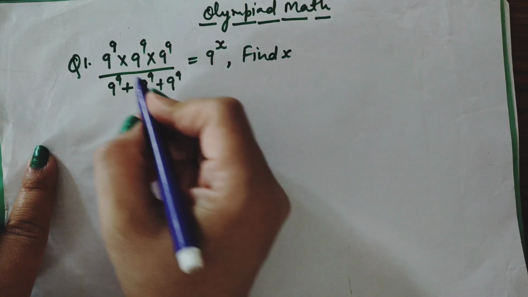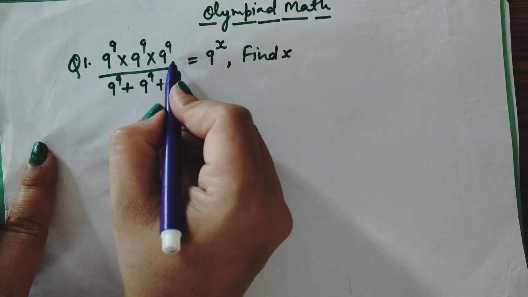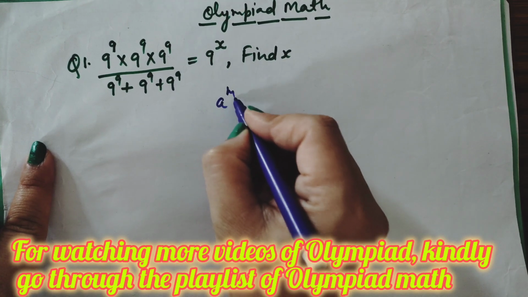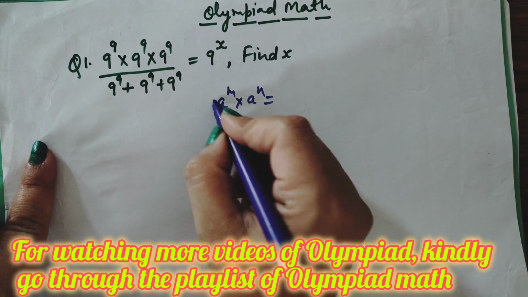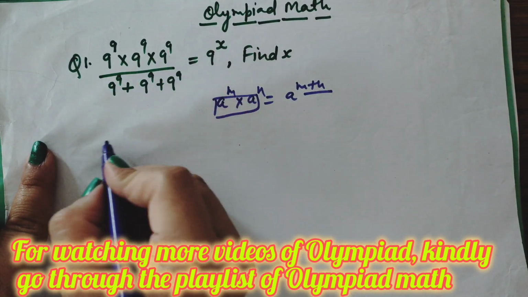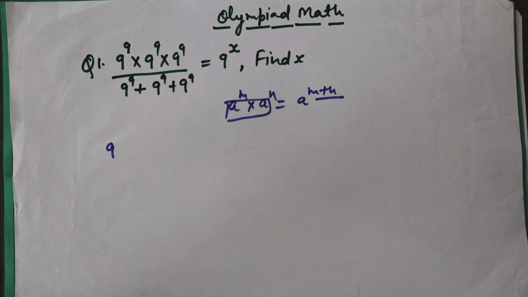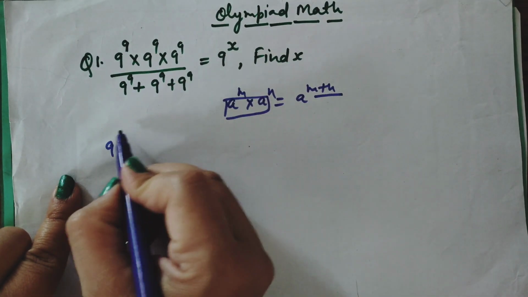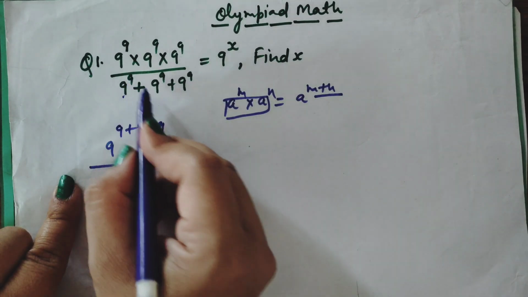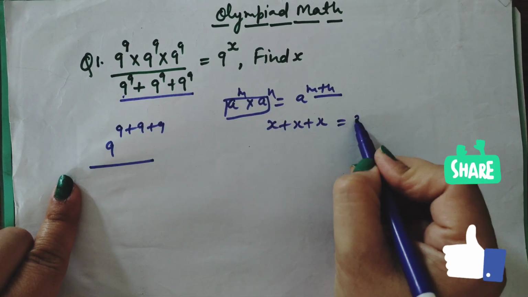First of all, you can see the bases are the same. If the bases are the same, the powers should be added by the exponent rule. You can see the 9 raised to the power 9 appears 3 times. So if we have 3 same numbers, can we write it as 3x?